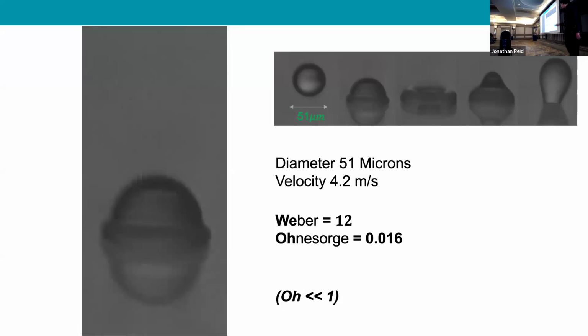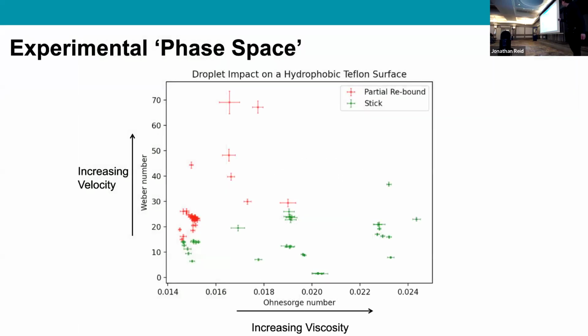So we repeated this experiment lots and lots of times, and got a diagram like this, where all the red points you see are bouncing, all the green points are sticking, and you can imagine drawing some sort of line in this diagram, and kind of treating these like two different phases. This is like a phase diagram, where you're transitioning between the two. You go from stick to bounce if we increase the Weber number or velocity, and we go from bounce to stick by increasing the viscosity.